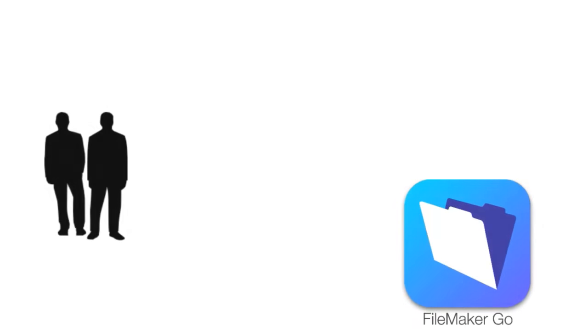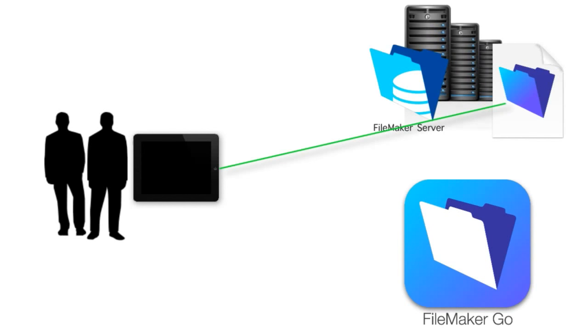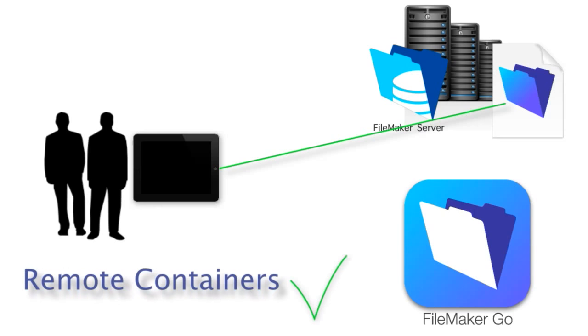If FileMaker Go users are accessing a database from a FileMaker Server, then FileMaker Go fully supports remote containers because the containers are actually being stored on the FileMaker Server. The database is on the FileMaker Server. The digital documents are being stored right next to it on the FileMaker Server. And the FileMaker server is managing all that.